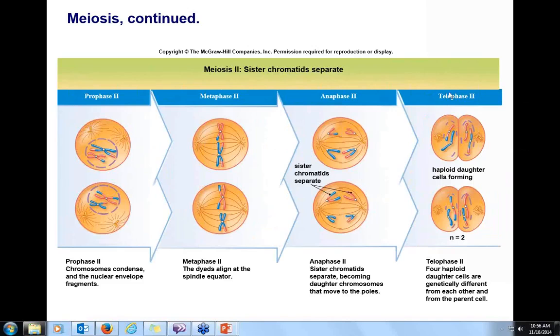Now, meiosis 2 is the second division. Again, it has the PMAT phases. And here, the 2 cells both split, so the chromosomes will split into chromatids. And now you have 4 haploid cells. But the key here is that they are genetically different, or genetically variant. And this occurred because crossing over occurred in meiosis 1.